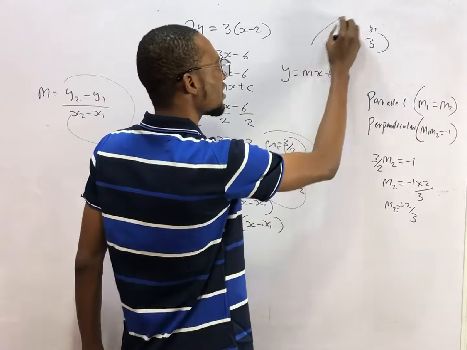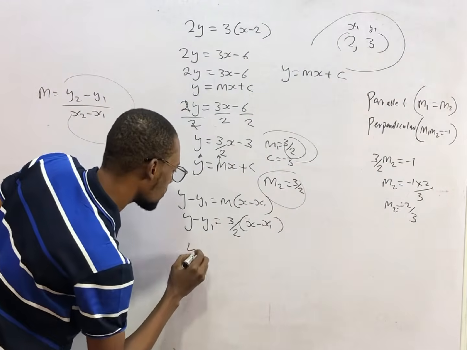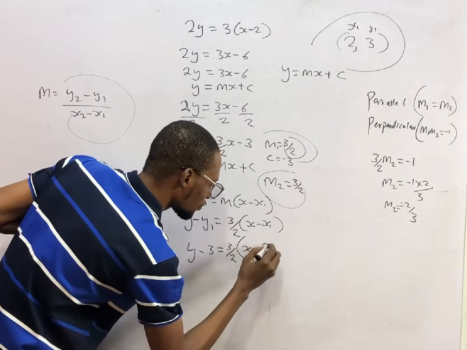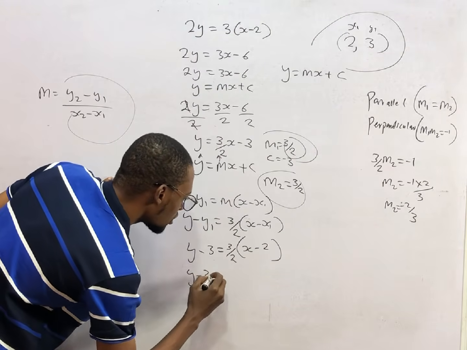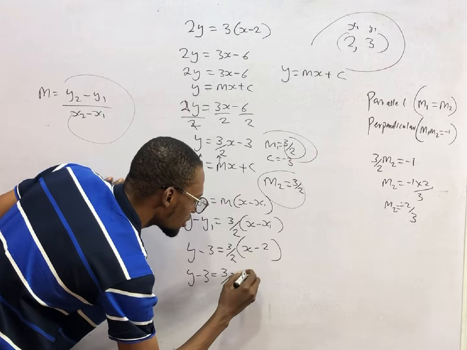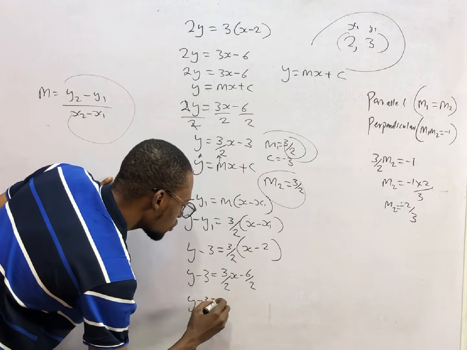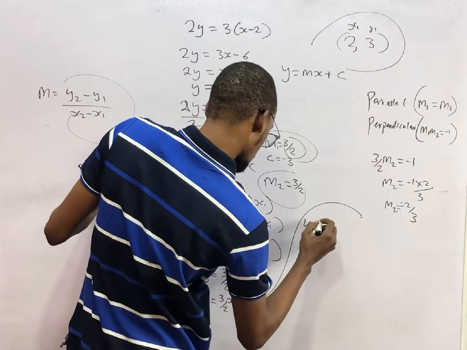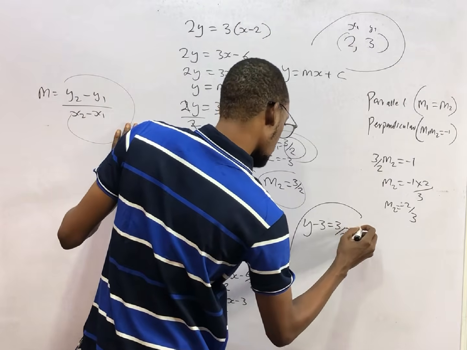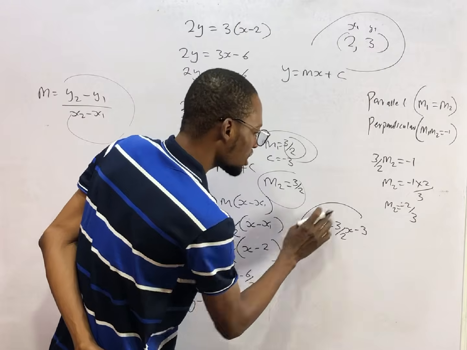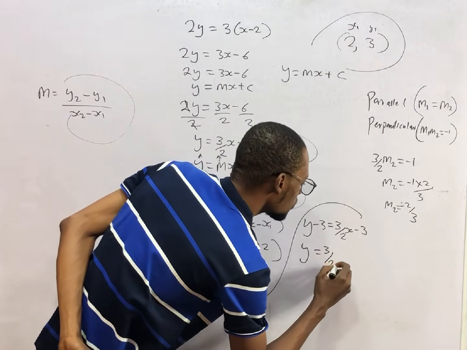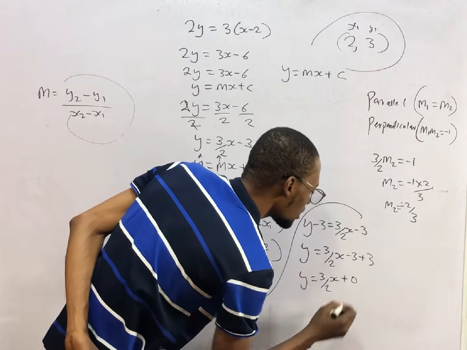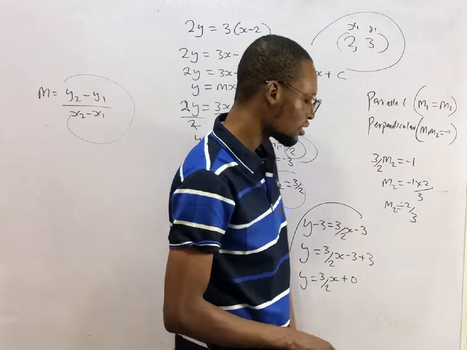The good news for us is that for the second line, we have x1 and y1. Therefore, y minus 3 is equal to 3 over 2 times x minus 2. This gives you y minus 3 is equal to 3 over 2 x minus 6 over 2, which is y minus 3 is equal to 3 over 2 x minus 3. Taking 3 to the other side, y is 3 over 2 x minus 3 plus 3. This is simply y is equal to 3 over 2 x plus 0. So y equals 3 over 2 x is the equation of the line.